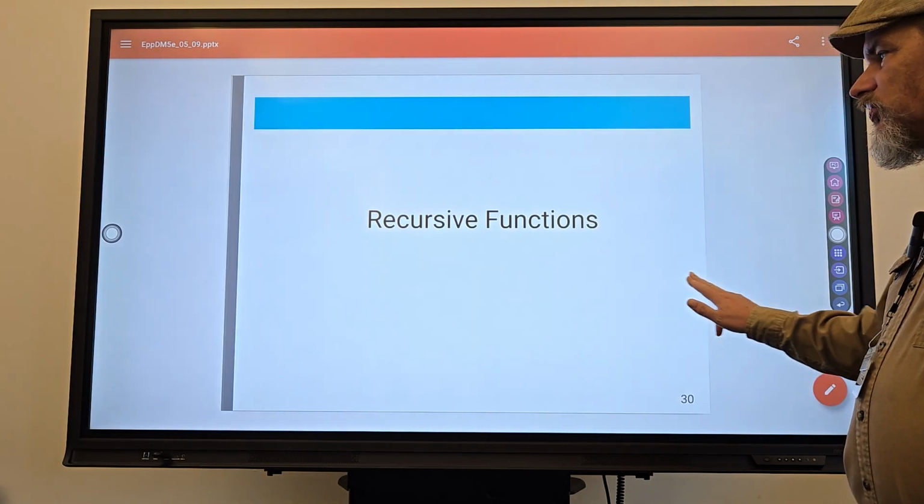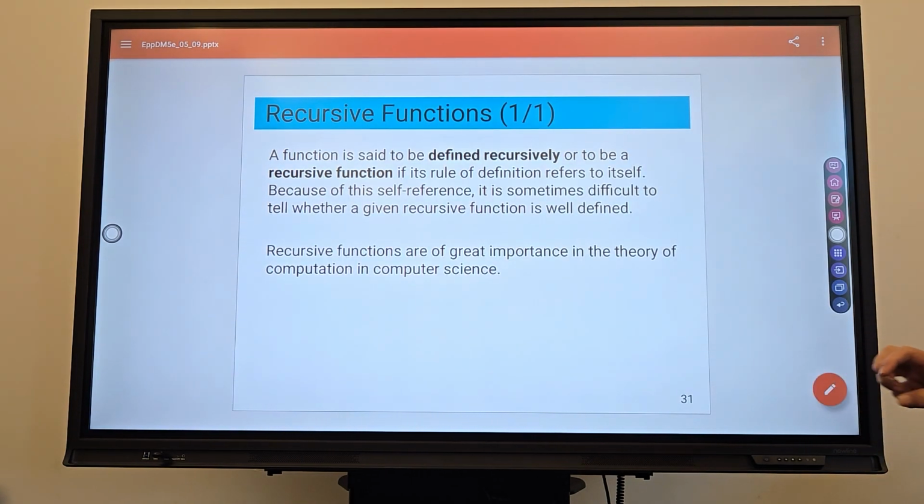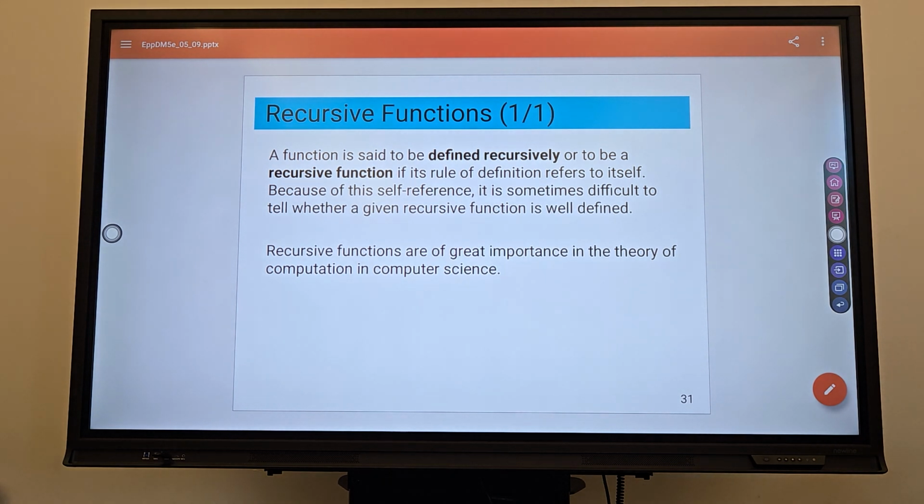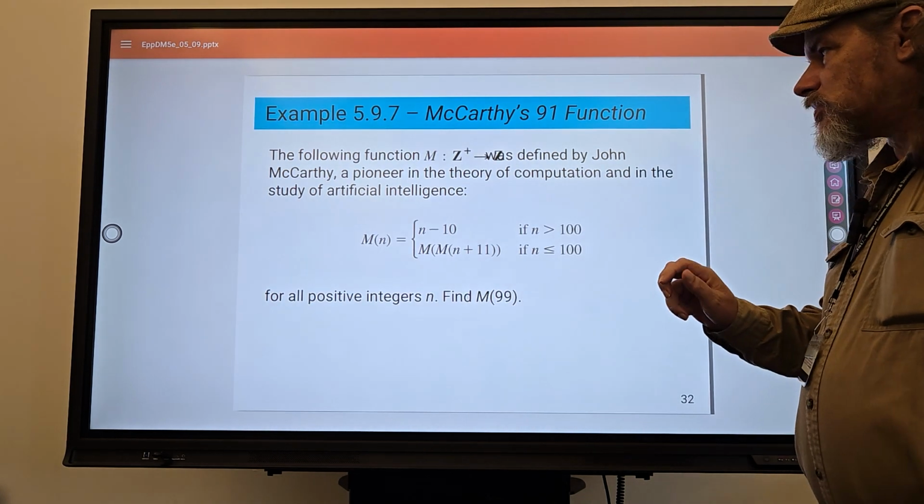Recursive functions. A function is said to be defined recursively, or to be a recursive function, if its rule of definition refers to itself. Because of this self-reference, it is sometimes difficult to tell whether a given recursive function is well defined. Recursive functions are of great importance in the theory of computation in computer science.